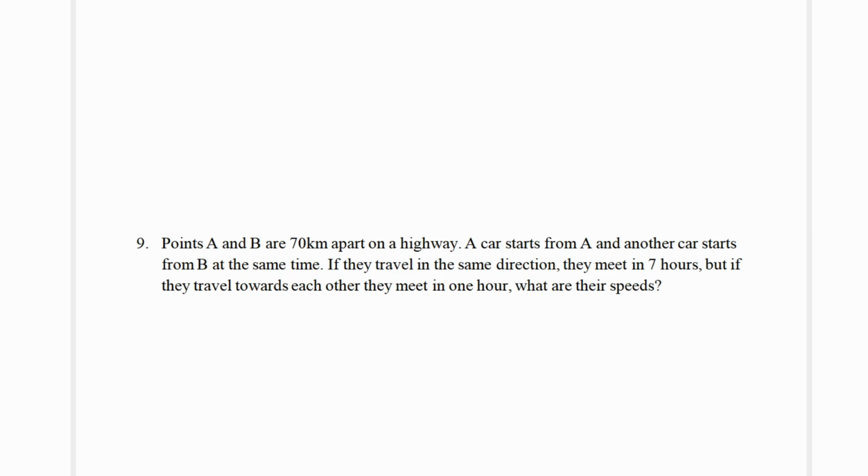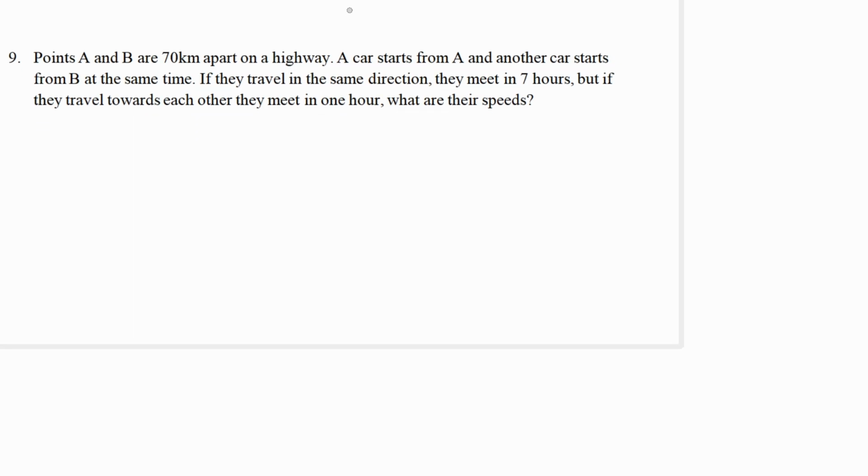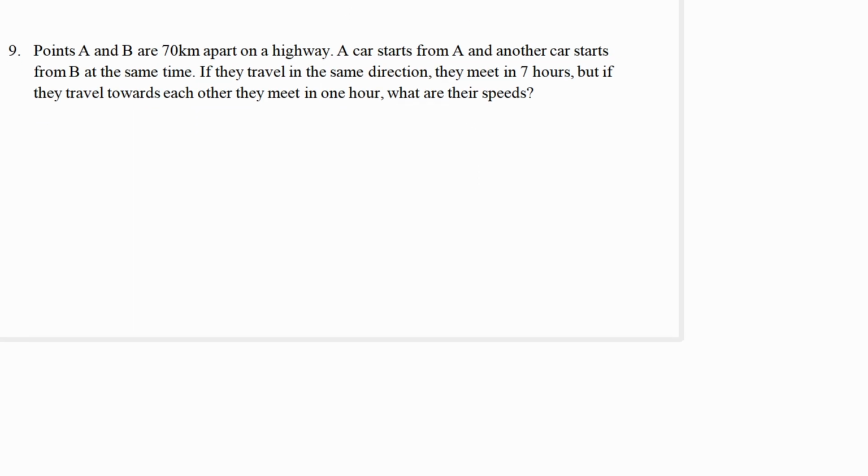In this question he is saying points A and B are 70 kilometers apart on a highway. A car starts from A and another car starts from B at the same time. If they travel in the same direction, they meet in 7 hours. But if they travel towards each other, they meet in 1 hour. What are their speeds? So we have to find their speeds. Let's say car A and car B.